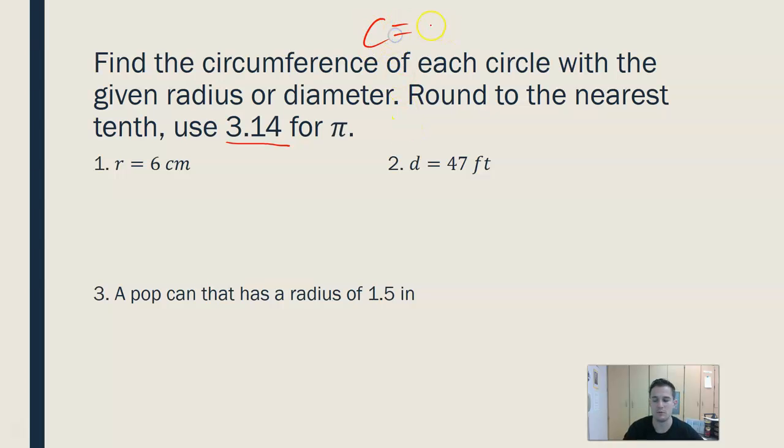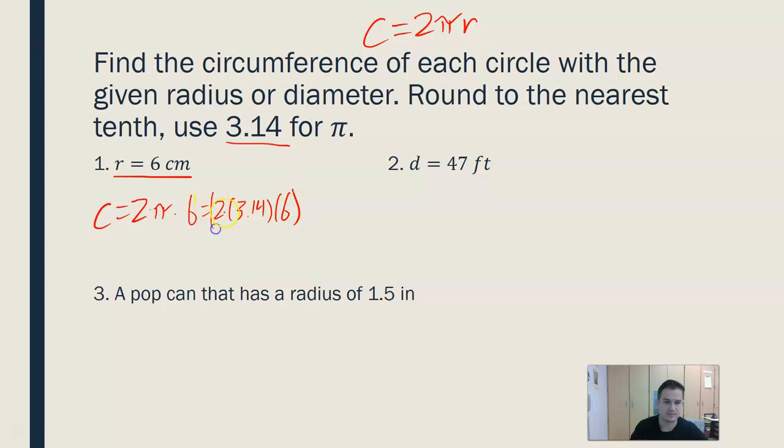Let's remind ourselves what the formula for the circumference of a circle is. Circumference is equal to 2 times pi times r, 2 times pi times the radius. This circle has a radius of 6 centimeters, which means the circumference is going to be 2 times pi times 6, or 2 times 3.14 times 6. I'm going to type that in my calculator. 2 times 3.14 times 6 is 37.68. So the circumference of that circle is 37.68 centimeters. It said round to the nearest tenth, so we'll round that to 37.7 centimeters.